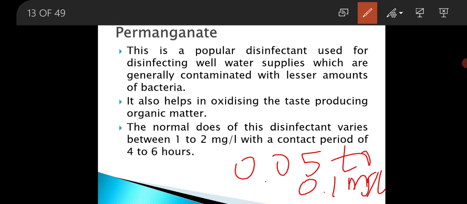Then the well should not be used for at least 48 hours after the addition of potassium permanganate. The normal dose of this disinfectant varies between 1 to 2 milligram per liter with a contact period of 4 to 6 hours. This potassium permanganate is cheap, but it cannot guarantee 100% removal of bacteria. So this is all about the different methods of disinfection.